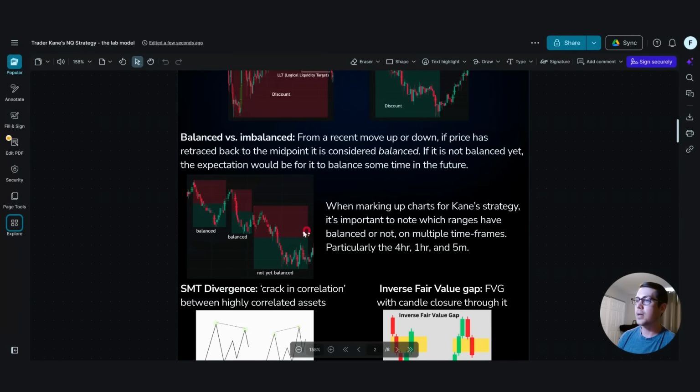And this is fractal. He charts these on the 4-hour time frame, 1-hour time frame, 5-minute time frame. He's generally looking for the most recent move on the low time frame, but he uses the higher time frame premium and discounts that are not balanced yet as his draw on liquidity.